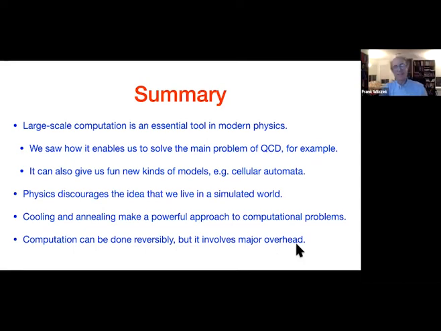And next time we'll decrease the level of abstraction and talk about the actual technology of computing.